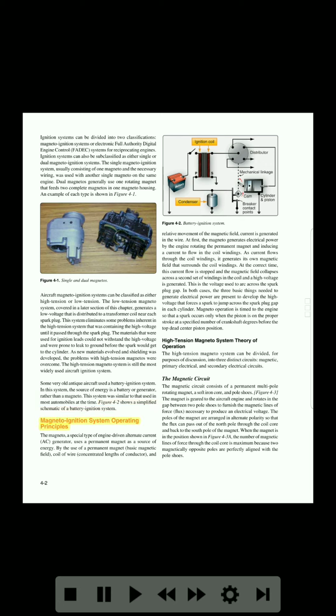Magneto ignition system operating principles. The magneto, a special type of engine-driven alternating current (AC) generator, uses a permanent magnet as a source of energy. By the use of a permanent magnet, basic magnetic field, coil of wire, concentrated lengths of conductor, and ignition coil, distributor, mechanical linkage, battery, condenser, cam, breaker contact points, cylinder and piston. Figure 4-2. Battery ignition system. Relative movement of the magnetic field. Current is generated in the wire.